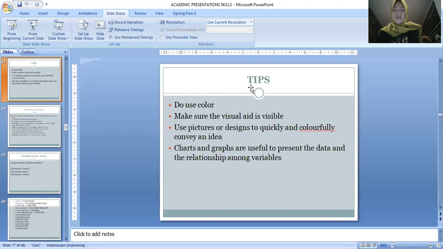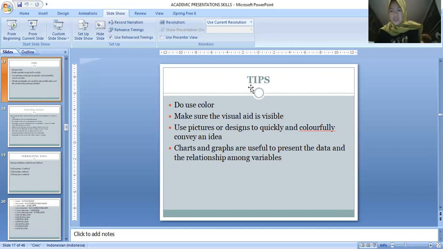Do use color. It is very interesting using color. Make sure that the visual aid is visible, visible for the people in the back of the room. So make sure that it is visible, not only for the people in front of the room, but also in the back of the room. And then use pictures or designs to quickly and colorfully convey an idea. It is very interesting. And charts and graphs are useful to present the data and relationships among variables.